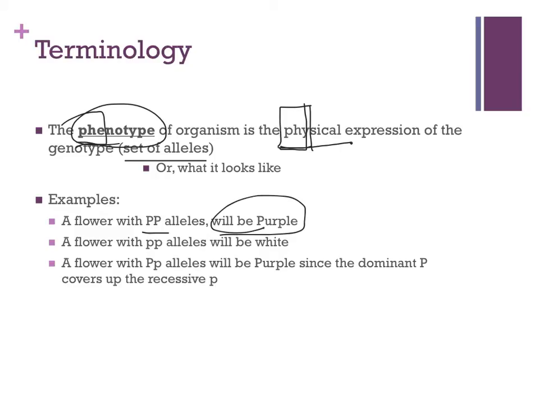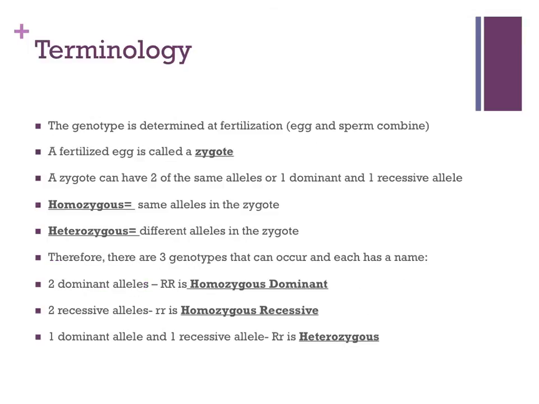Well, what about if the flower is little p? Okay, because it has two recessive alleles, it will be white. What happens in the case where we have one dominant allele and one recessive allele? Well, in that case, because there still is a big P, it's going to cover up that little p and it's going to be purple. Remember to pause this at any time if you need some more practice or just need to go back through these notes or go back through the vocabulary and ask lots of questions.